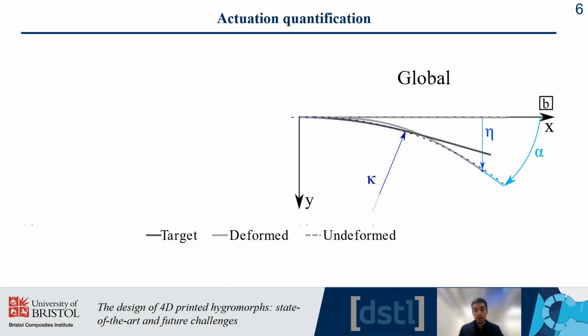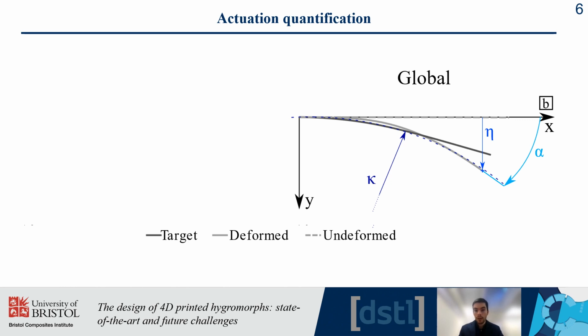There are different parameters that have been used in past studies in order to account for the bending actuation that we want to describe in here. The first category of parameters that we've been able to observe are global parameters. For instance, in here, kappa is a curvature, eta is the deflection, and these are parameters capable of accounting for global deformation of the structures.